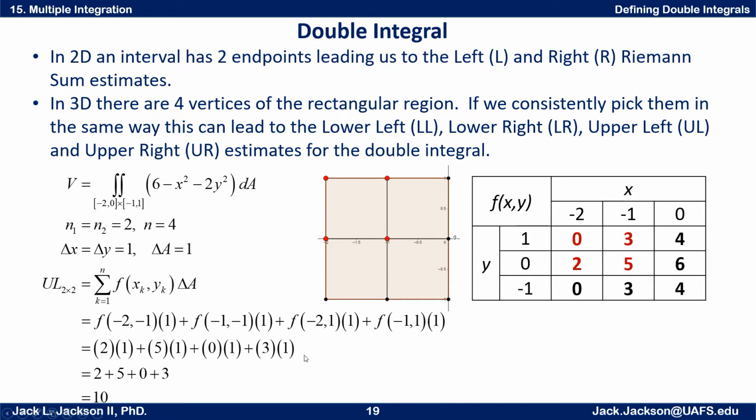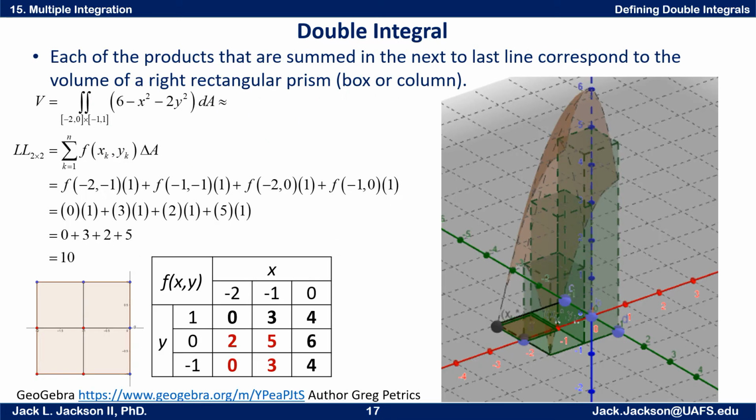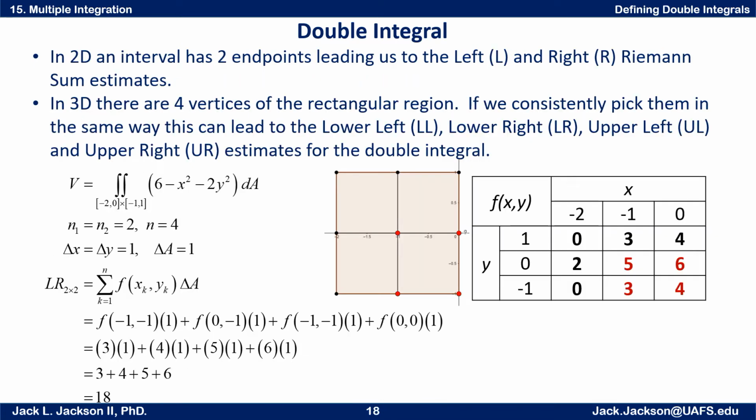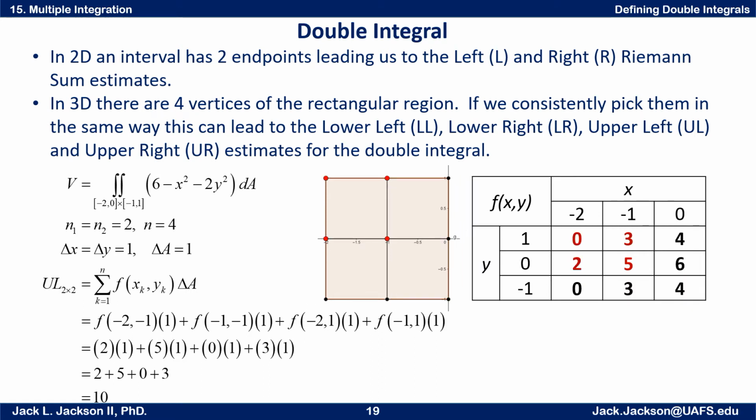Multiply those by the areas of the base, which is 1. And so we get areas above, or volumes above that of 2, 5, 0, and 3. Add those up, it's 10. And if you look, let's just review real fast. We had lower left was 10. Lower right was 18. Upper left was 10.